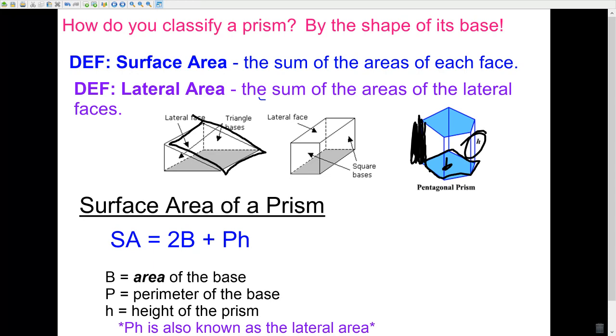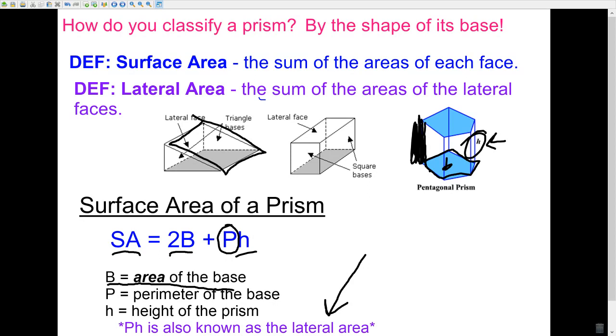Our formula is going to be surface area equals 2 times the area of the base, right? That's what it says right here, times the perimeter of that base. Okay, we just were finding perimeter of different shapes, and then times the height, right? That was over here in our problem. And then why is it all this? Well, first off, that P times H is also known as the lateral area.